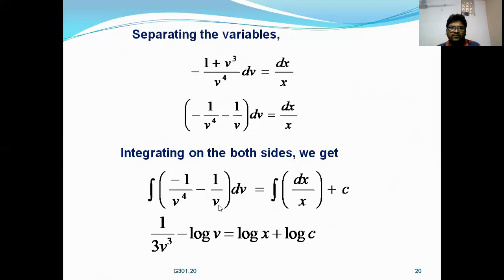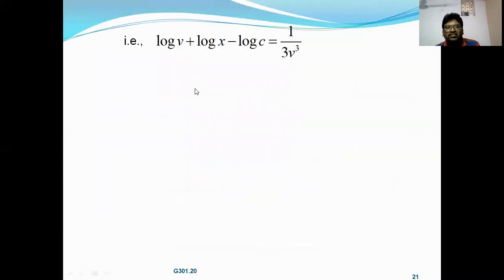Here the integration of 1 by v is log v, and on the right side the integration of 1 by x into dx is log x. Now you have to substitute this c value as log c. Why? Because we are getting two logarithmic functions here. That's why we put log c after completion of integration. The log c is the constant. Okay, log v plus log x minus log c is equal to 3 by v cube.